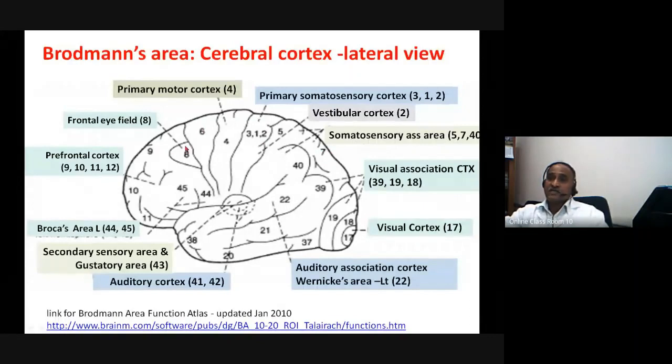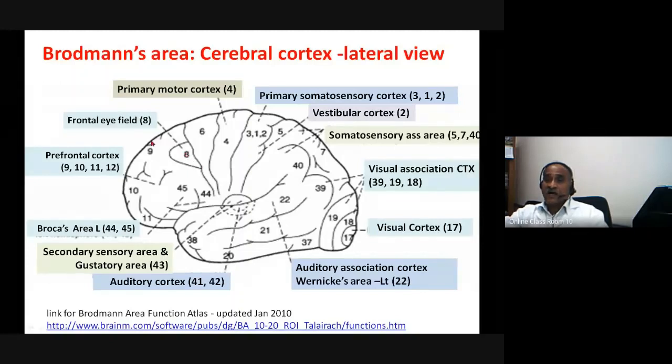Then comes the 8. This 8 is again a part of the motor system. This is the frontal eye field. So that means it is concerned with the movements of the eyeballs, and this is known as the frontal eye field. This is 8.